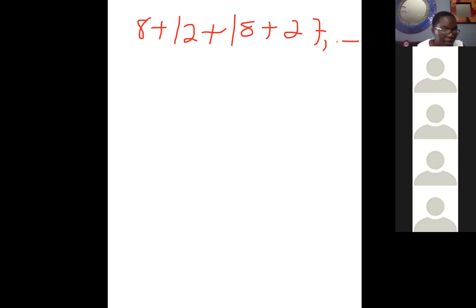Converge or diverge? It is going to, okay, Laura, very good. The common ratio is 3/2. Is it going to converge or is it going to diverge? This one is going to diverge.